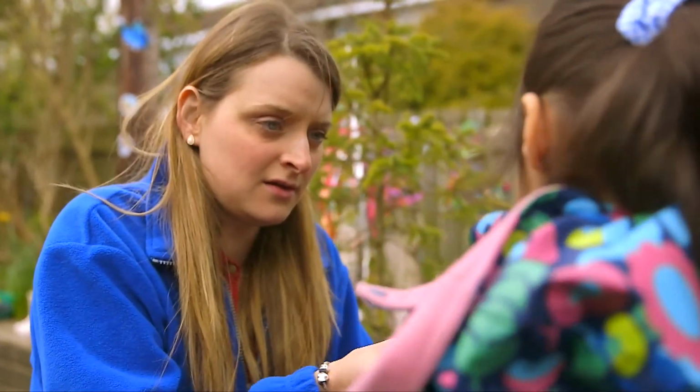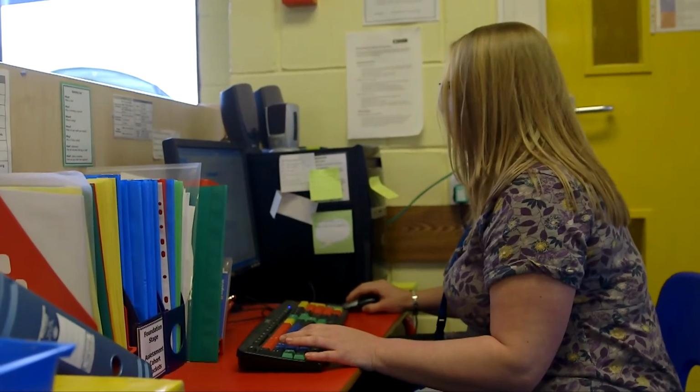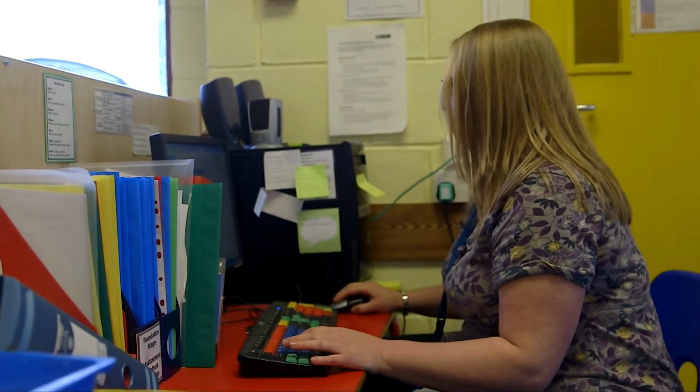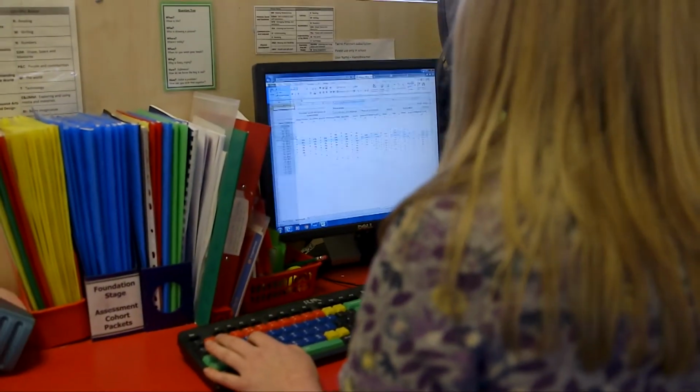I think the software itself allows everything to be much more visual, so once all those aspects have been tagged onto an observation, we can then pull it through into whole class and cohorts, and we can see the spread of where children are and groups of children and areas of need where we need to focus on our teaching, but also whether we've got some common areas of need.